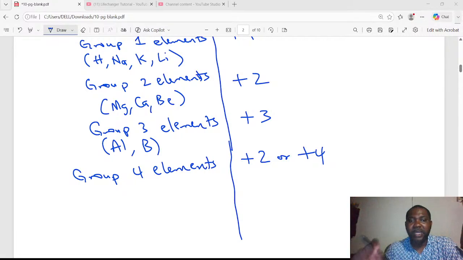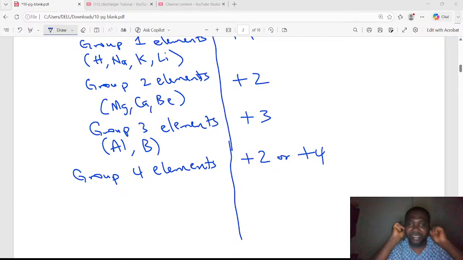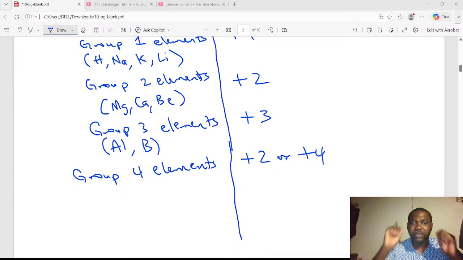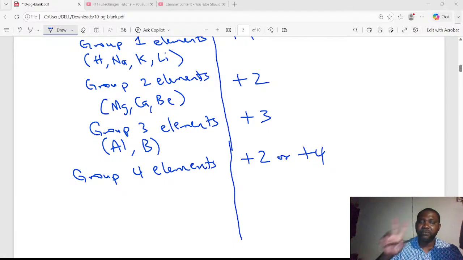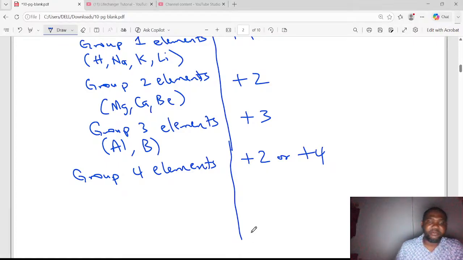So there are some elements that have more than one valency. It is allowed. Listen again. Some elements have more than one valency. But generally speaking, group 4 elements have 2 valencies. Sometimes they can be +4. Sometimes they can be +2. Then, if I continue with the other one, like group 5 elements.